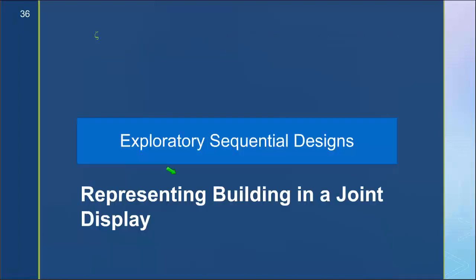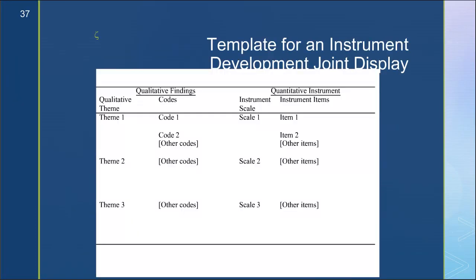about a joint display. So for exploratory sequential designs, we think of representing building integration in a joint display. And here's just a basic template to think about building integration. So what's really important in building, in exploratory sequential studies for instrument development, is that we're using those qualitative findings in a systematic way to inform the instrument, whether we're developing one from scratch or adapting one to ensure that it's culturally relevant for our setting. But if we're not taking advantage of those findings, we're really not taking advantage of mixed methods.